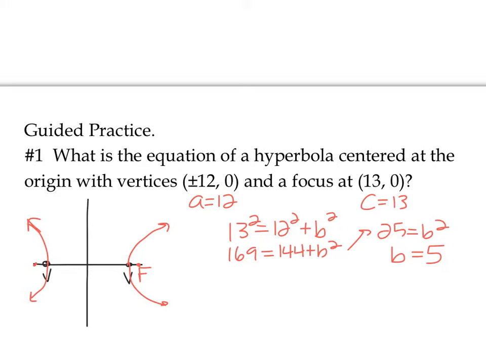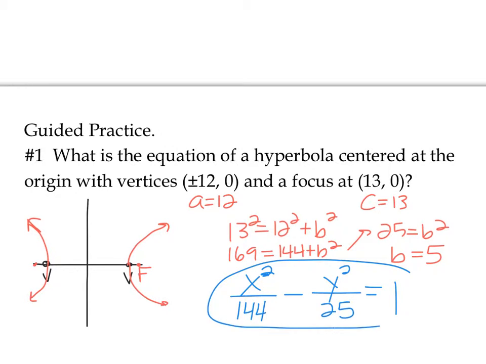So when we do write our equation here, we want to recognize this opening left to right. That means our x squared comes first, minus, and then we have our y squared, and equals 1. And so now we want to fill in here our a squared and b squared. So our a squared is going to be 12 squared. That's 144. And our b is 5, so b squared was 25.